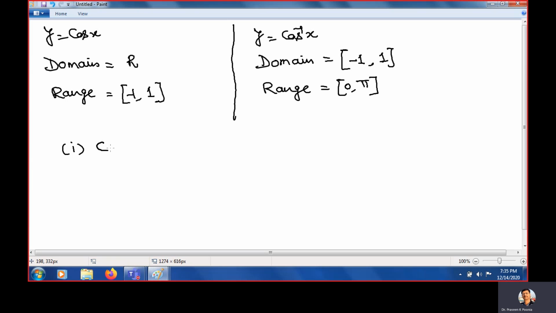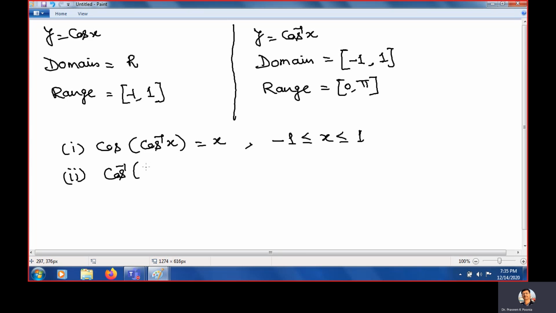And also one more thing, cos of cos inverse x is always x, because cos and cos inverse cancel. The answer will be x, but the value of x will be a number, minus 1 less than or equal to x less than or equal to 1. This is okay. But if you take cos inverse of cos x, the answer will be x, no doubt, because cos inverse and cos cancel. But the output, because of cos inverse, will be an angle here. This is 0 to pi. Clear? So this is about sine inverse and cos inverse.